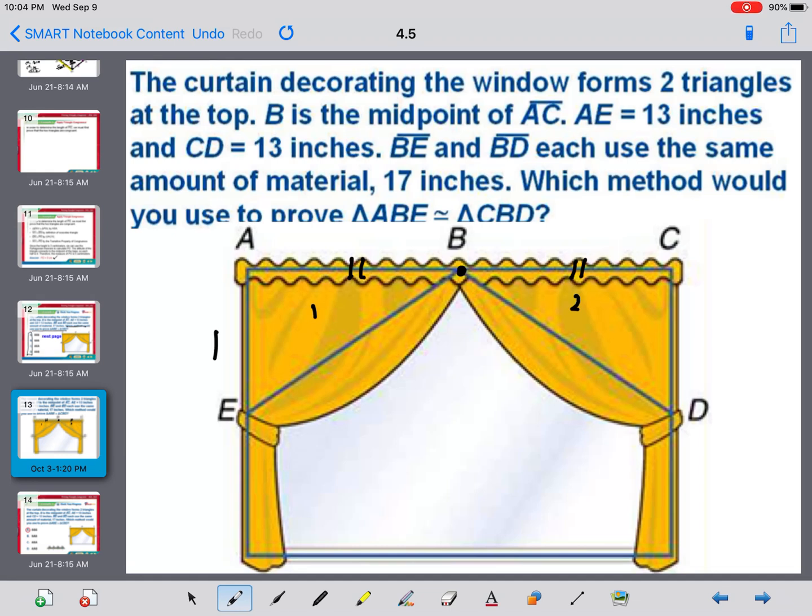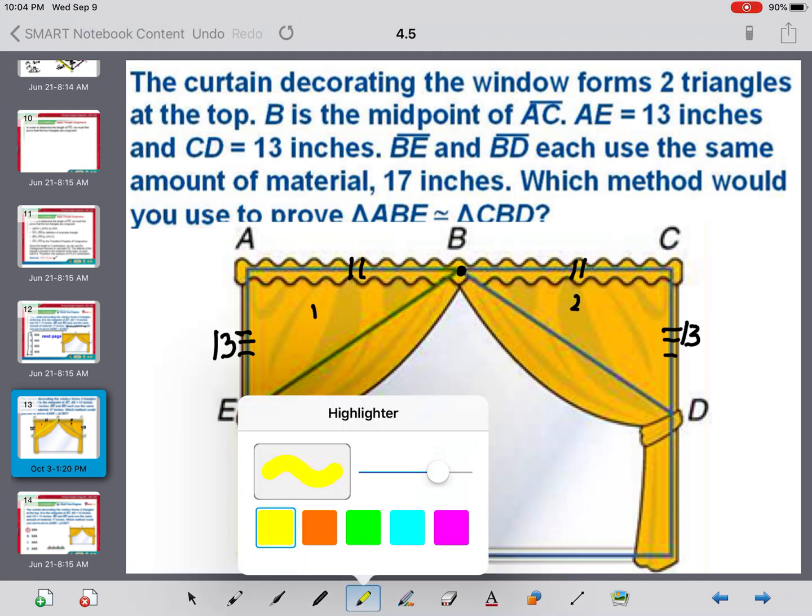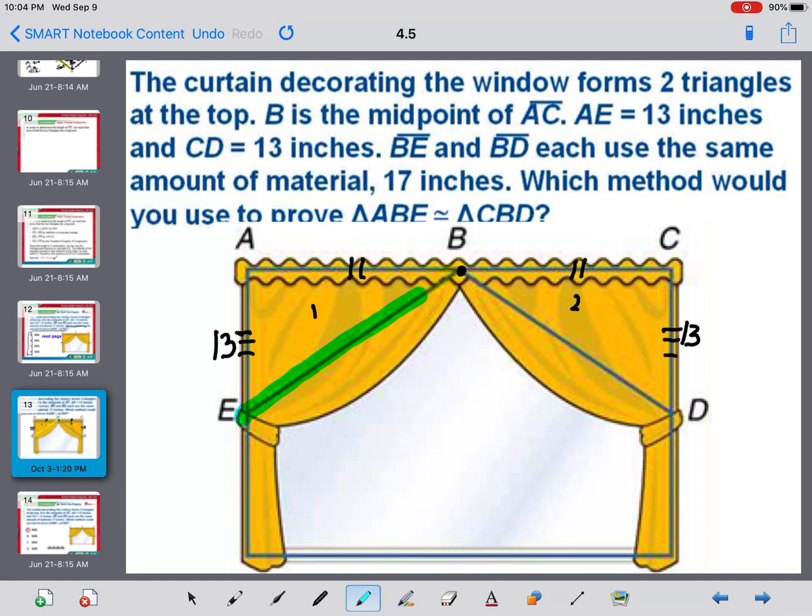It says B is the midpoint of AC. So it means that is congruent to that. I'll put a double mark just so we have it. AE is 13, so that's 13. And CD is 13, so that's 13. Which means, I'm going to put 3 marks here. It means those two sides are congruent because they're both 13.